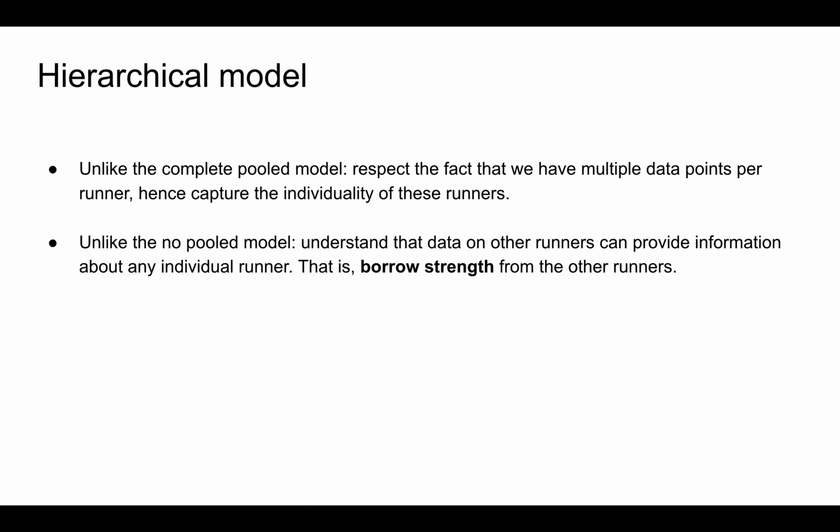A hierarchical regression model provides a balance between these two extremes. Unlike the complete pooled model, a hierarchical model respects the fact that we have multiple data points per runner. Hence, it captures the individuality of these runners. And unlike the no-pooled model, a hierarchical model understands that data on other runners can provide information about any individual runner. That is, this model borrows strength from the other runners to learn about any individual. This is especially advantageous when we don't have many data points per group or runner.